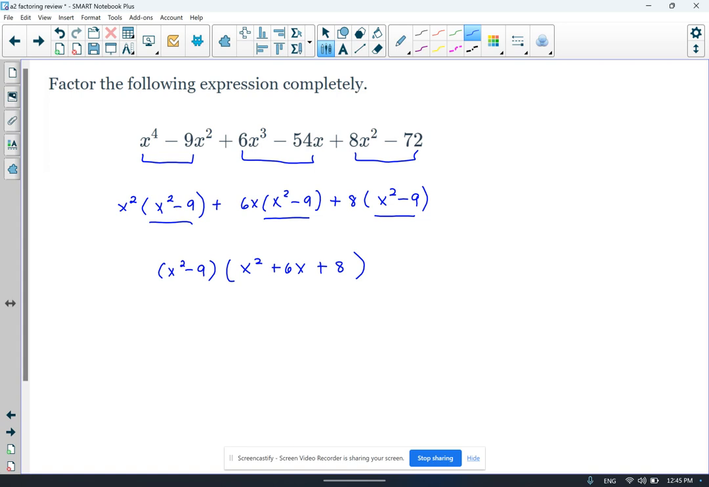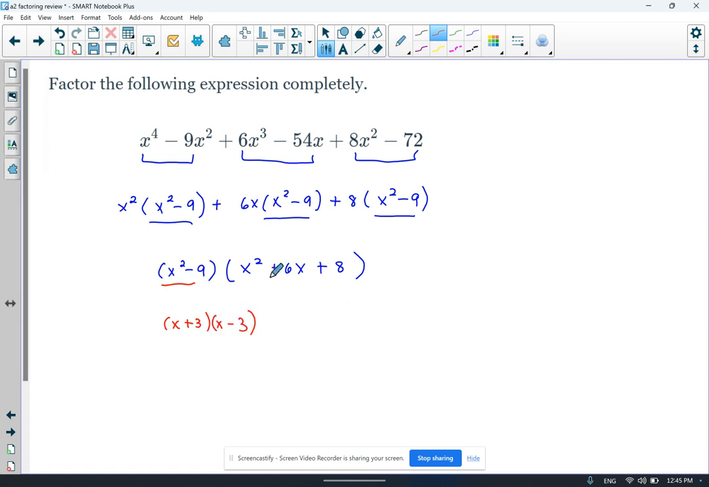Then you have to look to see, can you factor further? And I actually can. So if I take a look at that first expression, I see I have dots, right? The first term is a perfect square. The last term is a perfect square, and I have a minus in between. So I can factor this to x plus 3, x minus 3.